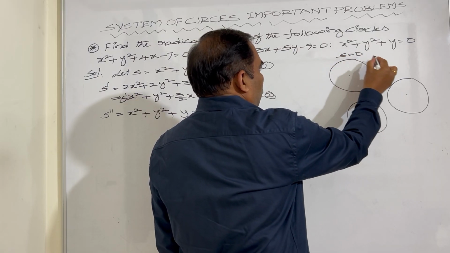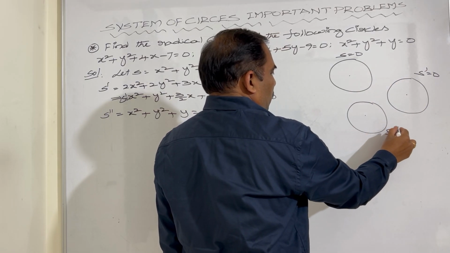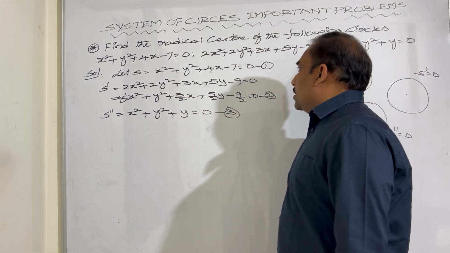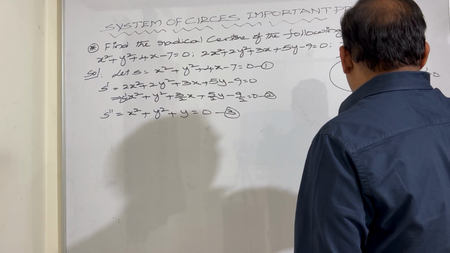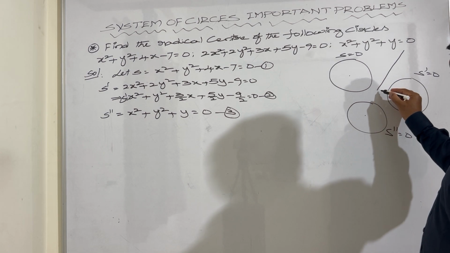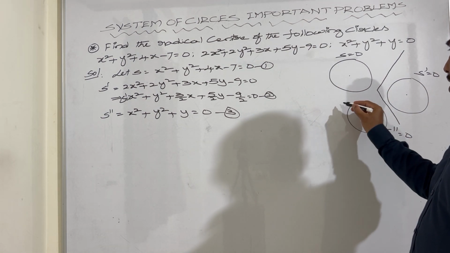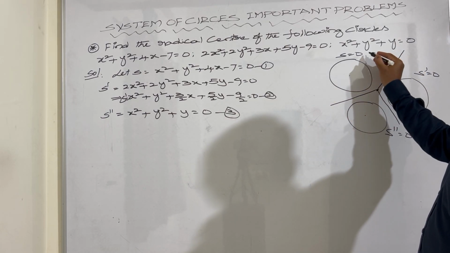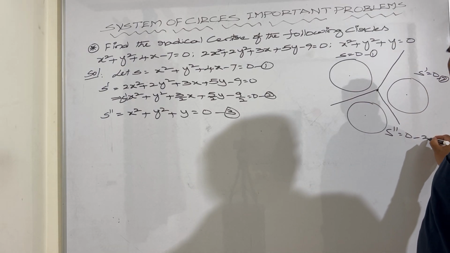This is S is equal to 0, this is S dash is equal to 0, this is S double dash is equal to 0. Like this, the three circles are there. Here we can say this is the radical axis of circles 1 and 2, here the radical axis of circles 2 and 3, and this is the radical axis of circles 1 and 3.